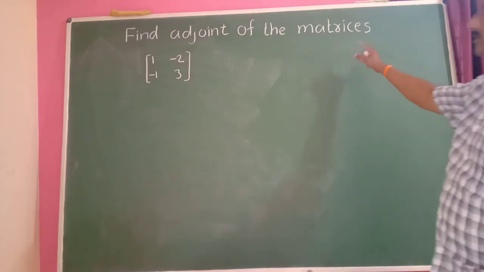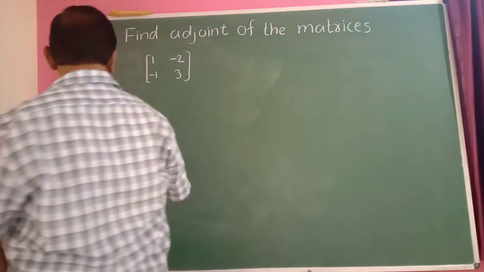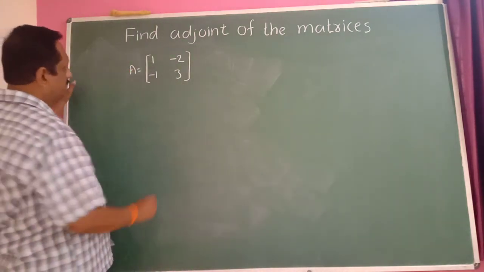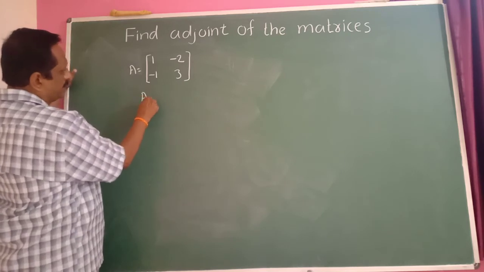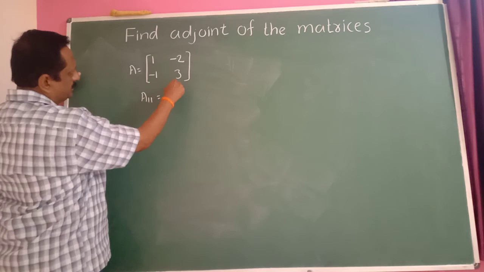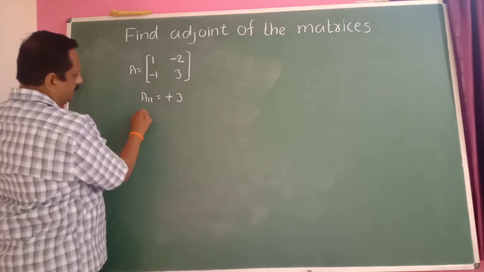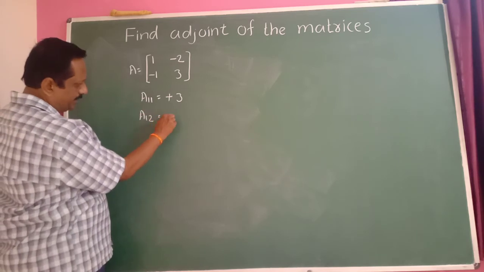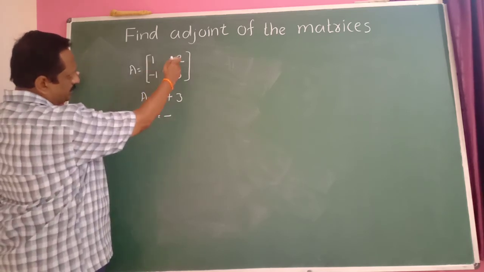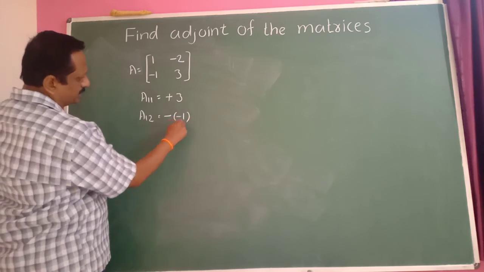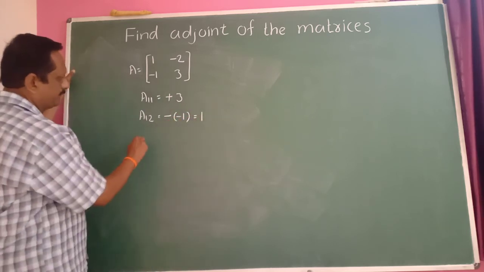So find the adjoint of the matrix here. Therefore, take the given matrix as A. For A11, take the plus sign. Deleting the first row and first column, we write 3. Then A12: 1 plus 2 is 3, an odd number, so take the minus sign. Deleting the first row and second column, we get minus 1. Minus of 1, minus into minus is plus, so plus 1 here.